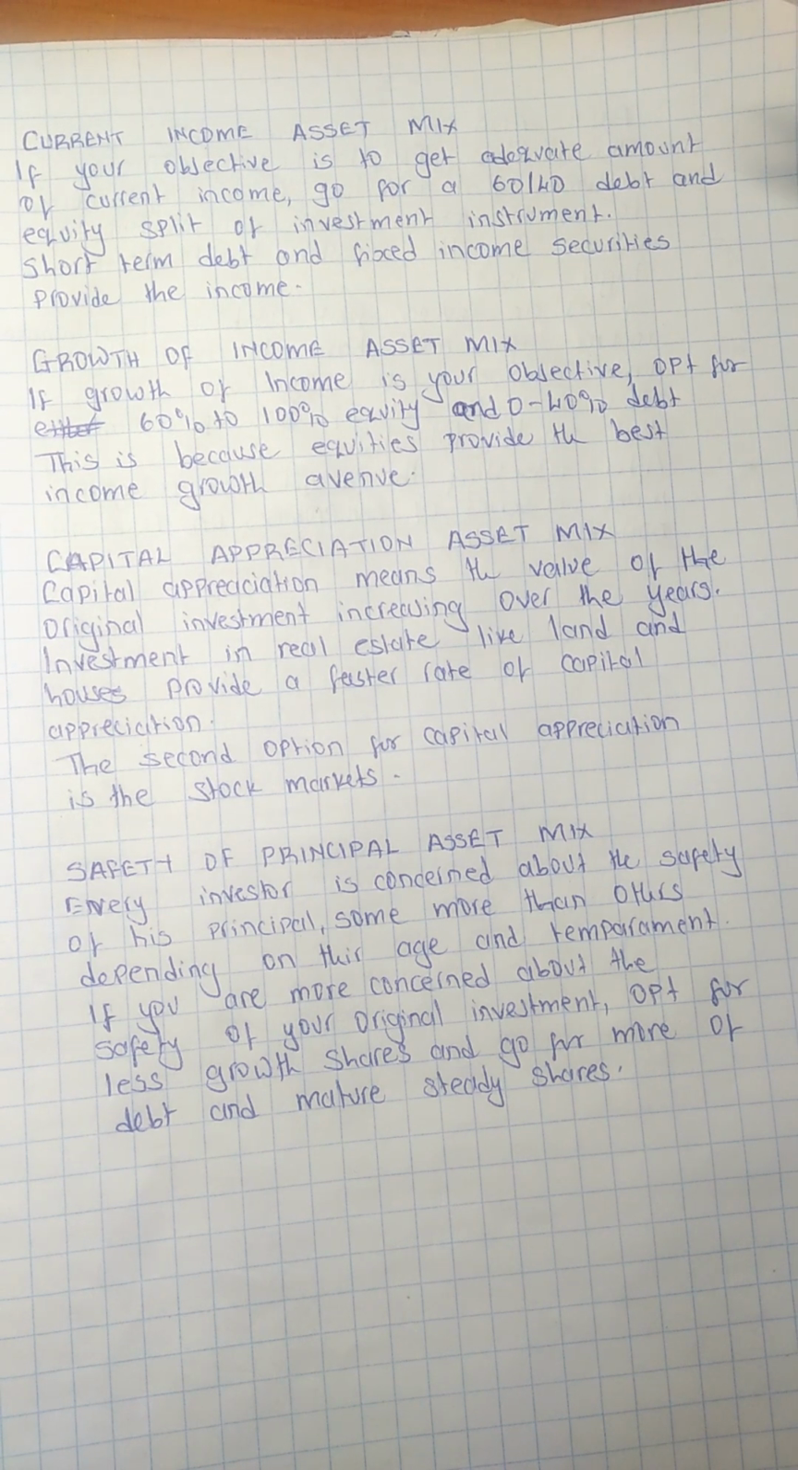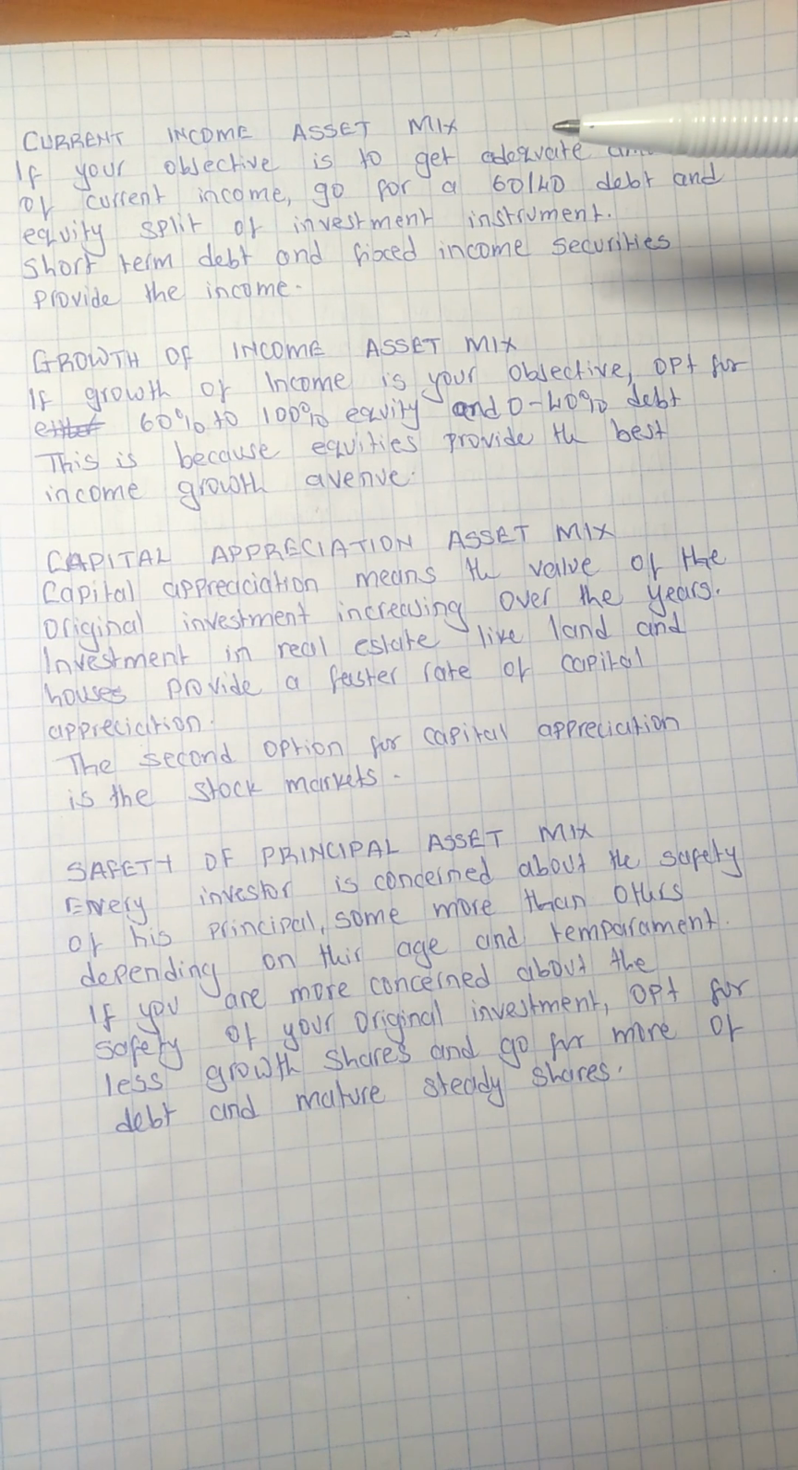If current income is your objective, you should go for a 60 to 40 debt and equity split. 60 debt, equity 40. So you go for a 60 to 40 debt and equity split of investment instruments. Short-term debt and fixed income securities provide the income.